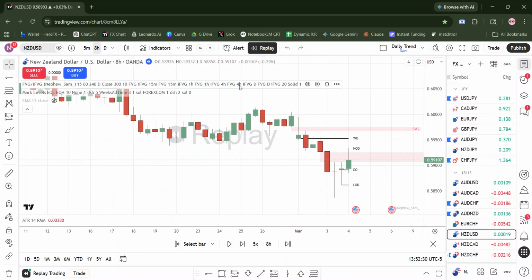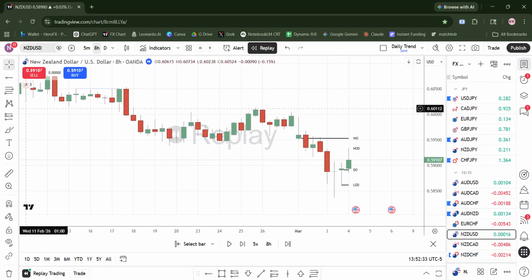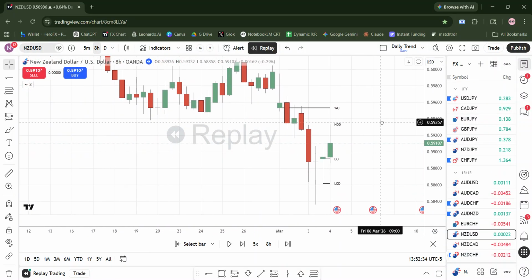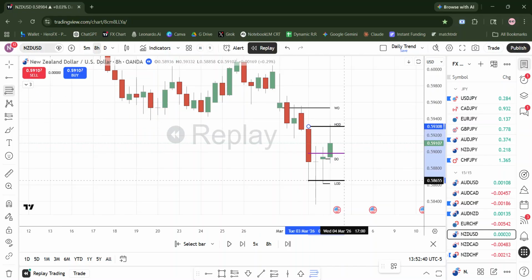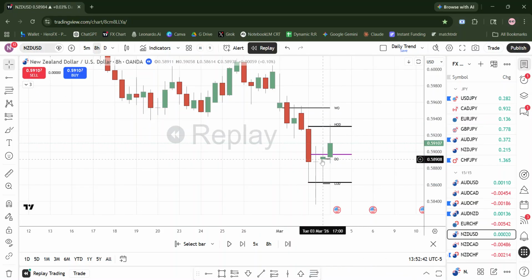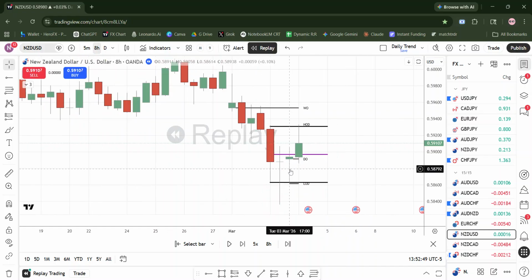Let me get rid of these fair value gaps so we don't get confused. So here's the deal. Candle 1 is right here, so we draw our fib. Candle 2 is right here at 9 o'clock a.m. Eastern Standard Time. That was on Tuesday. So going into Wednesday, okay, we have a long bias. So we either could have taken something in the 1700 hour or also in the 1 o'clock hour.